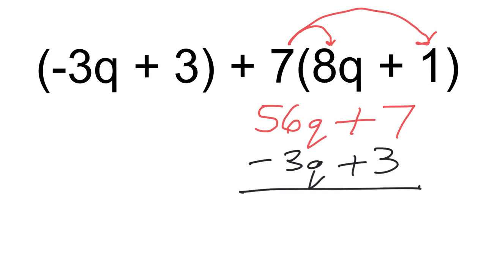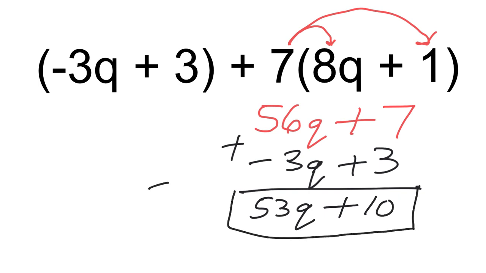That should give me a 53Q. And then I have 7 plus 3, which is my birthday, July 3rd. And 7 plus 3 is 10. Now, kids in my class know that I'm going to say stop. We're going to stop right here. That's our expression. We're not going to go any further.